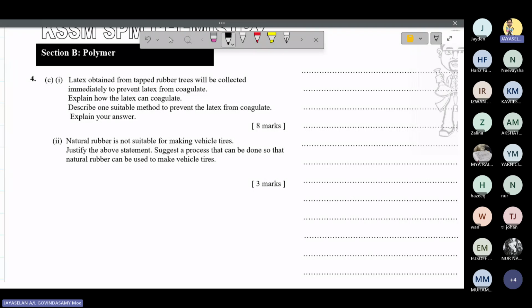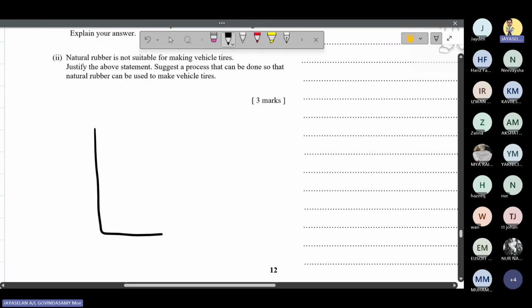That means when latex comes out from the bark of the rubber tree, it will coagulate. If left untreated, that means it must be brought to the factory and methanoic acid poured in. Otherwise, what will happen? It will be coagulated due to the presence of what? Bacteria. Explain one suitable method to prevent the coagulation of latex until you bring it to the factory and treat it with methanoic acid. What does it mean? You must know that once you get latex, this is latex.